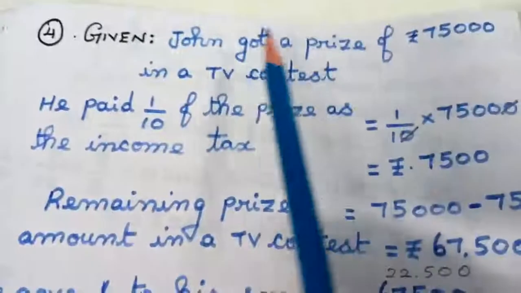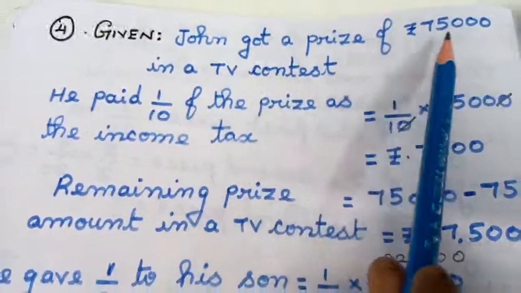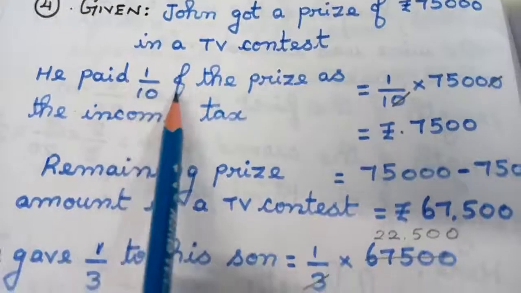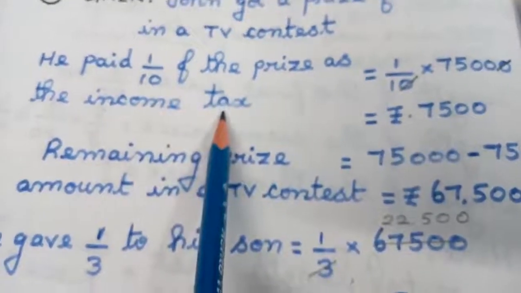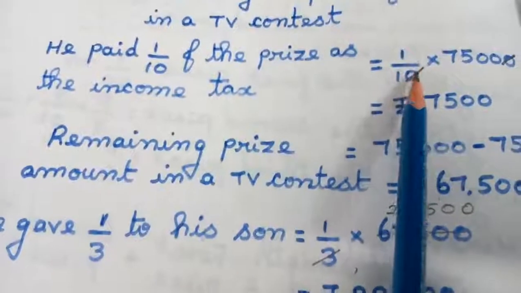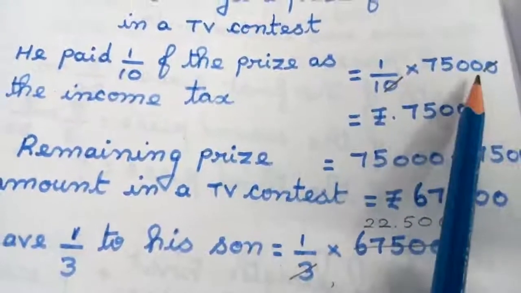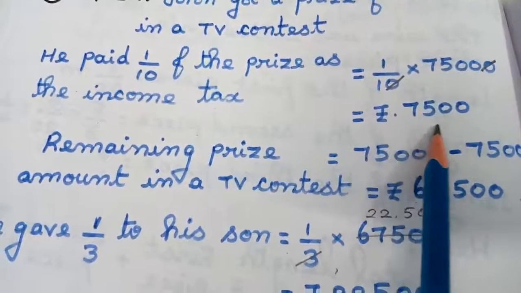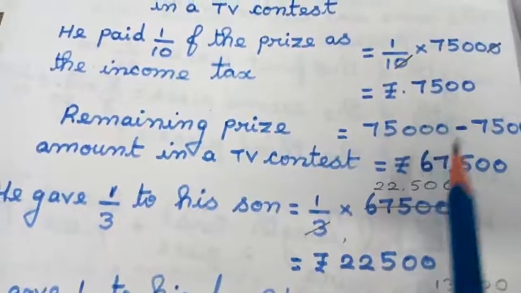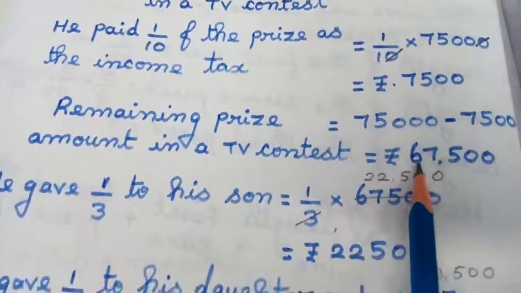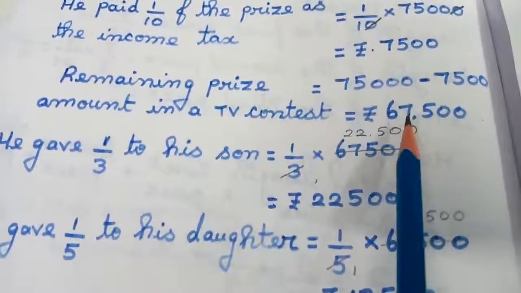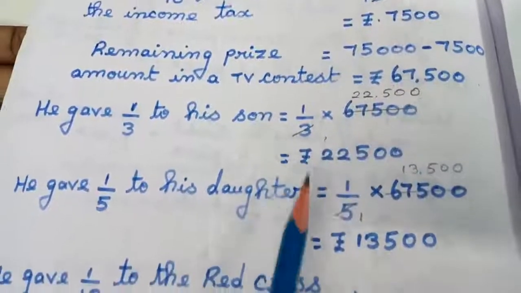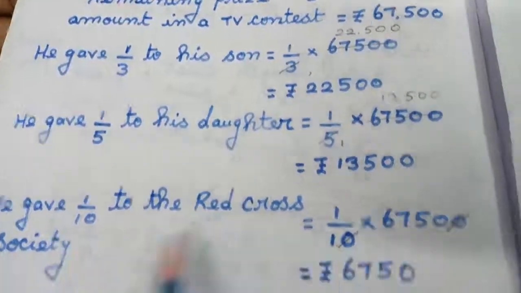Sum number 4. Given, John got a prize of rupees 75,000 in a TV contest. He paid 1 by 10 of the prize as the income tax. So 1 by 10 into 75,000, after calculating, you are getting the amount as 7,500. After paying the income tax of 7,500, what is the remaining amount he is going to have? 67,500. Out of 67,500, he is sharing the amount to his son, daughter and Red Cross Society.